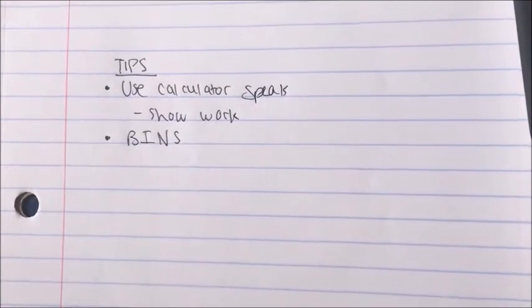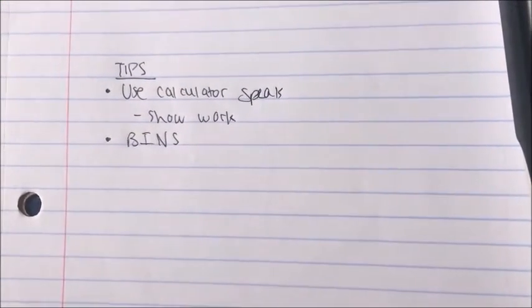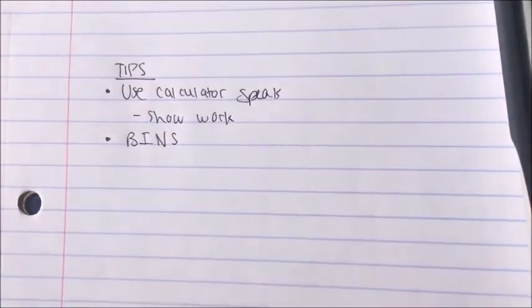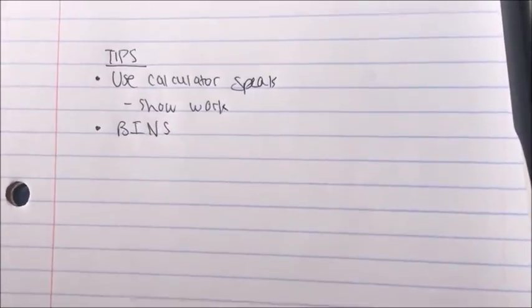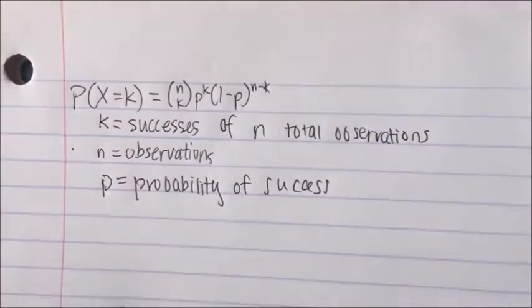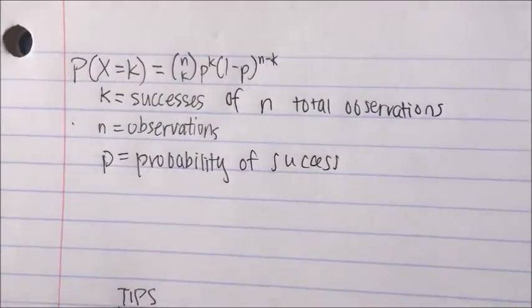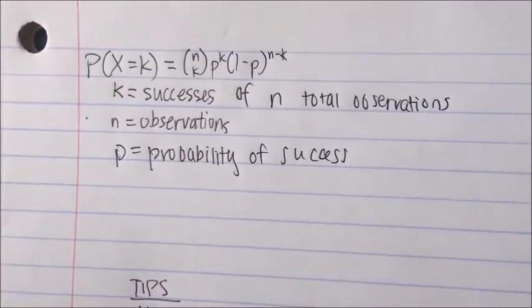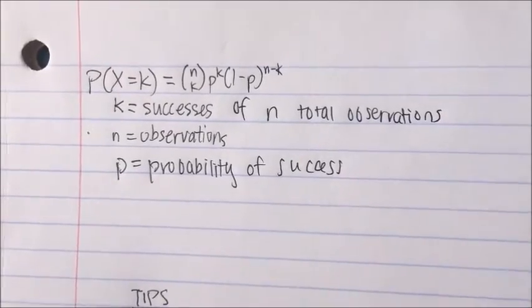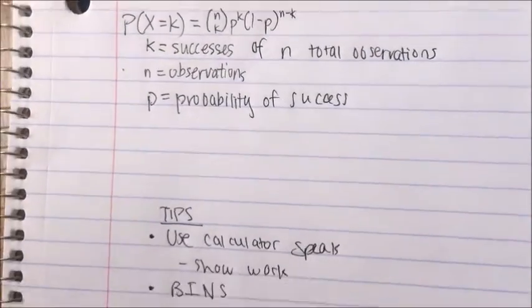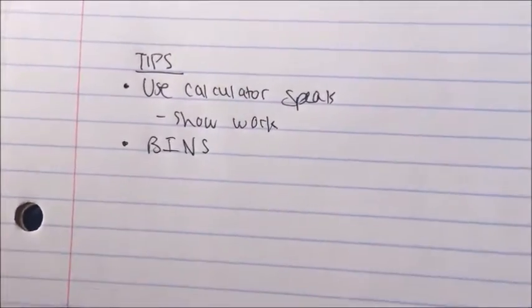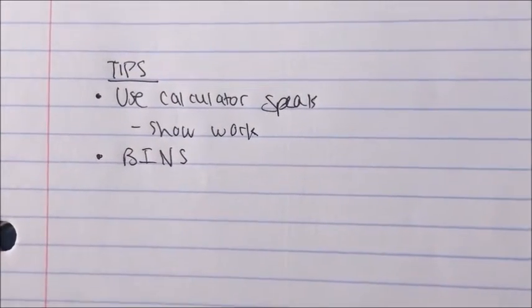Here are a couple tips for the AP test. 1. Use calculator speak to save time. If you really don't want to save time, you can use the whole formula, which takes way longer. This is the formula, in which K equals successes out of N total observations, N equals the number of observations, and P is the probability of a success. When using calculator speak, however, don't forget to show work, as if you don't show work, you won't get points.